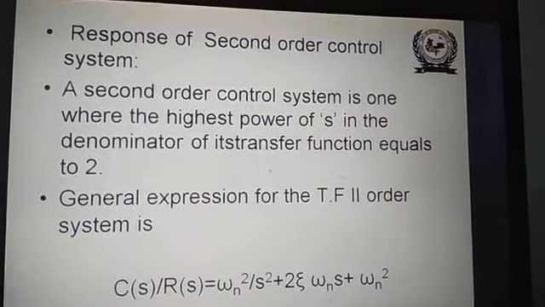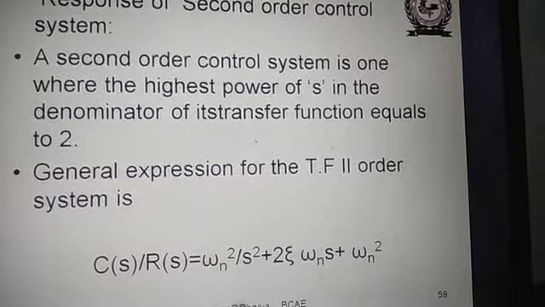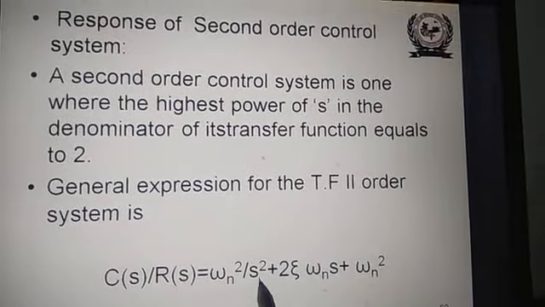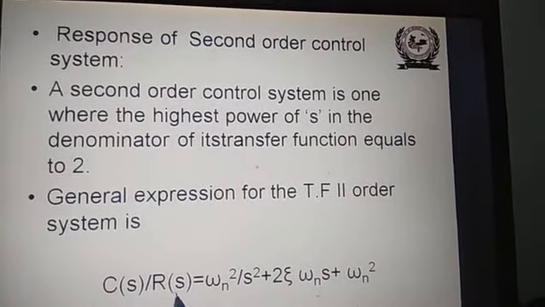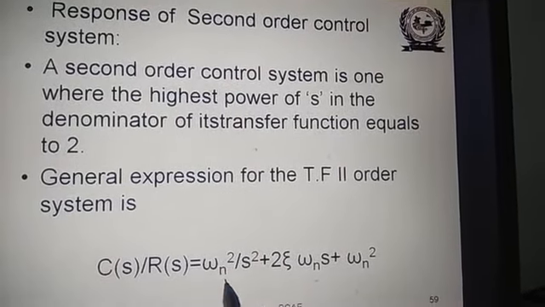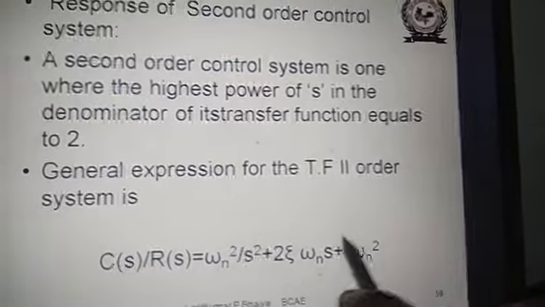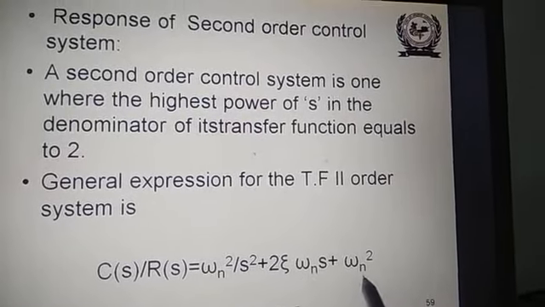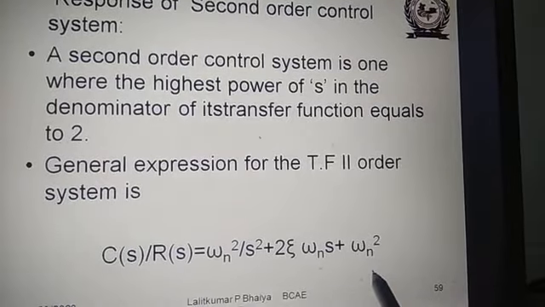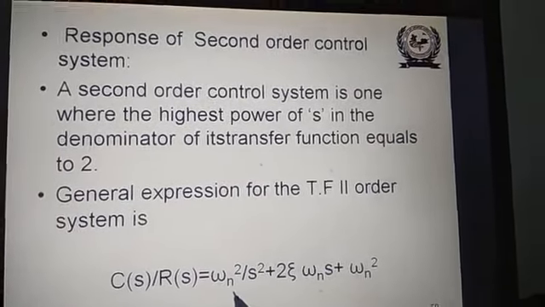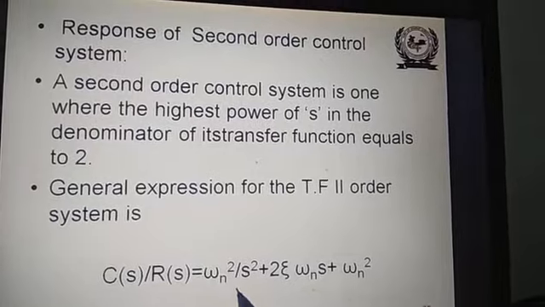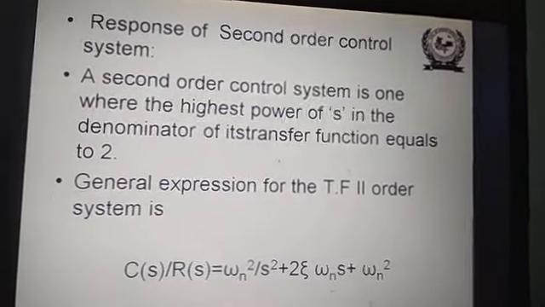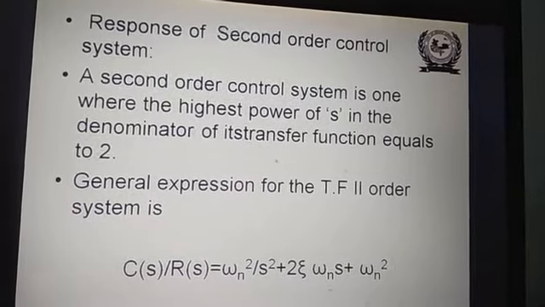Similarly, we can calculate for the second order system. This is the transfer function for the second order system. In general, C(s)/R(s) = omega_n squared / (s squared + 2 zeta omega_n s + omega_n squared). Omega_n is the natural undamped frequency. Zeta is the damping factor. This is the second order control system.